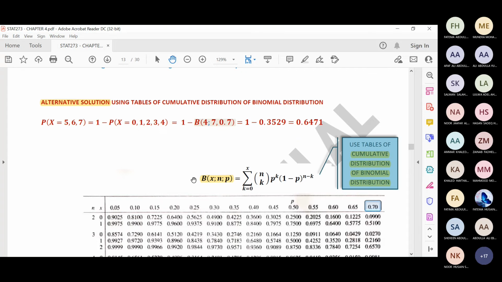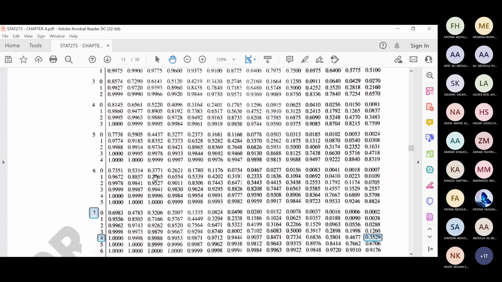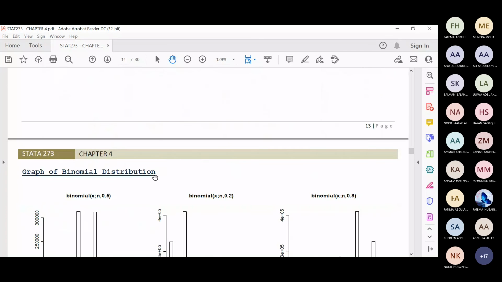It's not necessarily that you can use it for any exercise. It should be for cumulative, which means that if you start from 0 till the number, here you can use the table. But if you didn't start from 0, then it's not the cumulative. So it's not always suitable to use the cumulative table in all exercises.